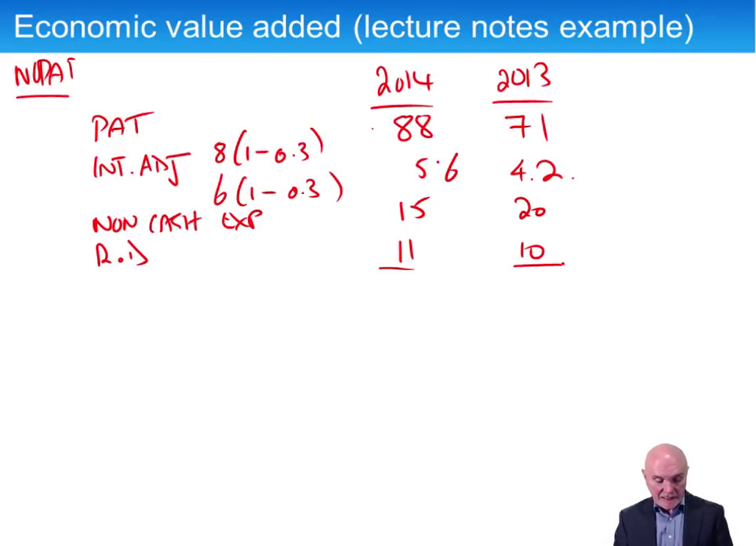So we have 88 plus 5.6 plus 15 plus 11, 119.6. We have 71 plus 4.2 plus 30, 105.2.